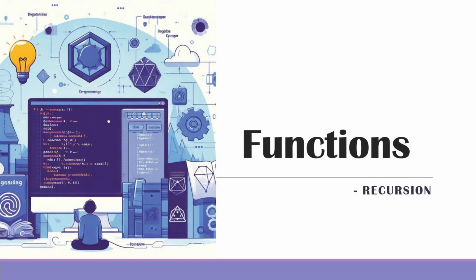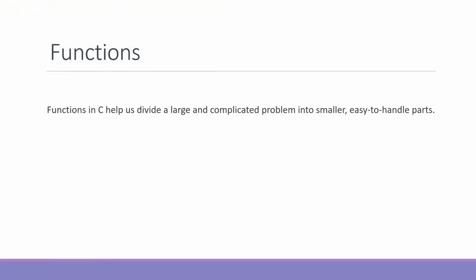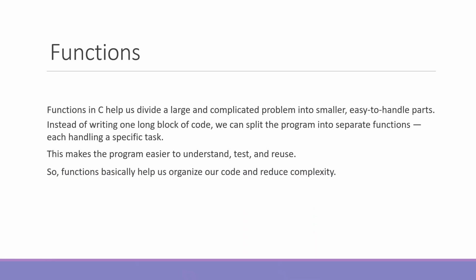An introduction to functions, a fundamental concept in programming. Functions in C help us divide a large and complicated problem into smaller, easy-to-handle parts. Instead of writing one long block of code, we can split the program into separate functions, each handling a specific task. This makes the program easier to understand, test, and reuse. So, functions basically help us organize our code and reduce complexity.